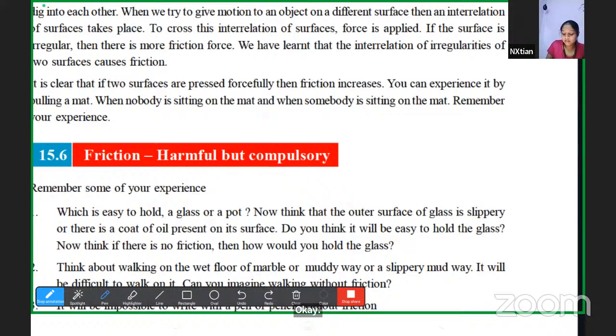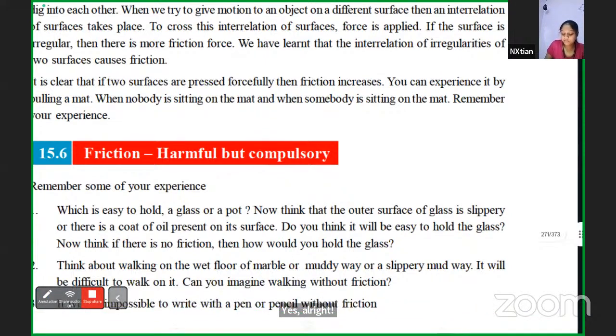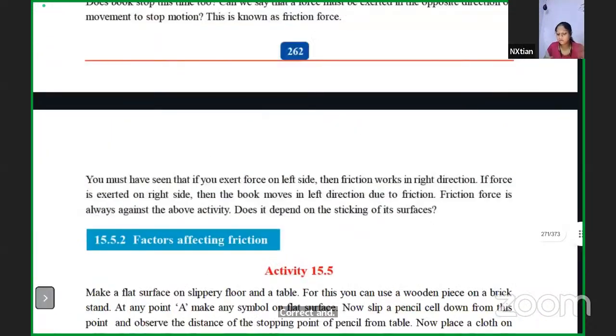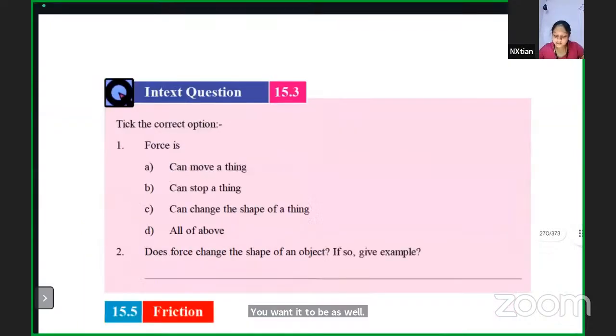So the rest was all correct, and you all did the papers well, science and math. Now, what were we doing in the last class?